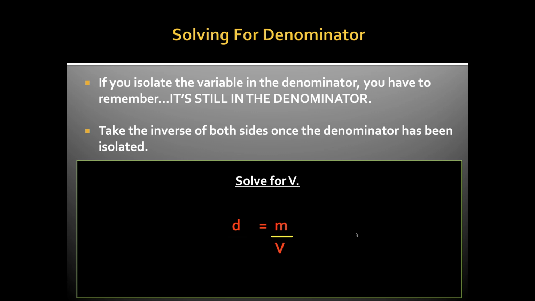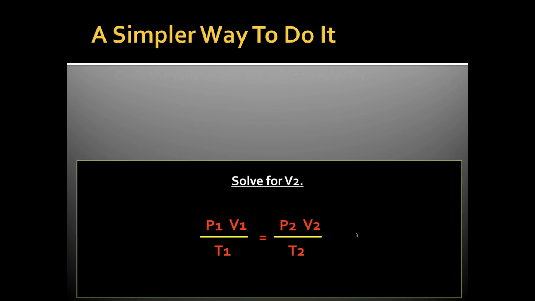Volume is in the denominator. When you divide both sides by mass to get rid of it, volume is still in the denominator. So you just take the inverse of both sides, you flip both sides, and now you have a properly solved equation. Okay? You don't need that stupid triangle anymore.